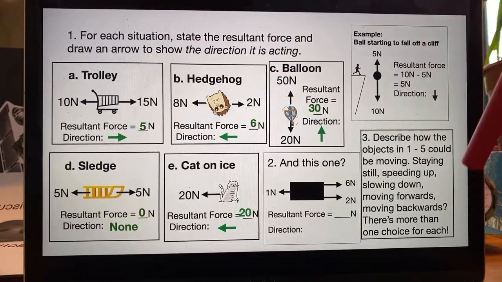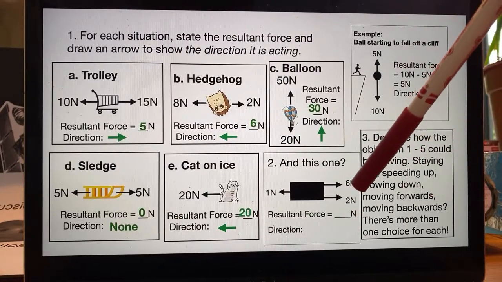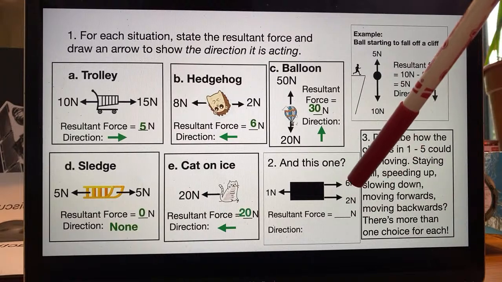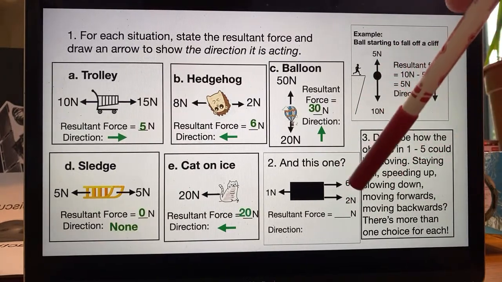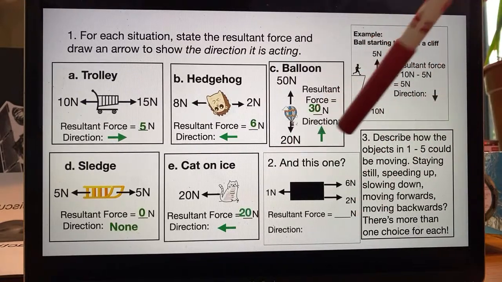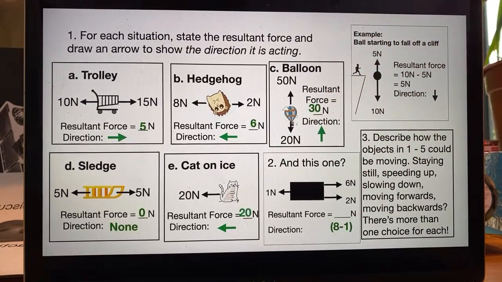Question number 2, I hope this didn't catch you out. So these two forces, the 6 newtons and the 2 newtons, they're both pulling in the same direction. So we can just add them together to make 8. And then you've got 1 newton pulling on the other side. So you do 8, take away that 1. So it's 7 newtons. Well done if you got that. If you didn't, then I hadn't taught you it, but you know now.